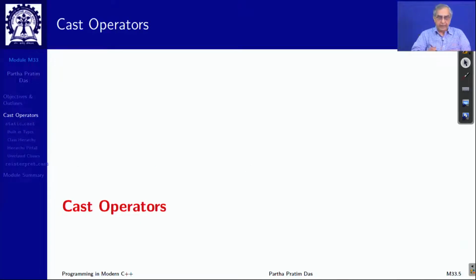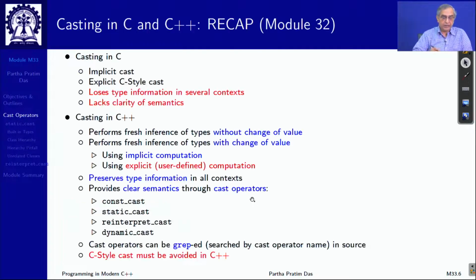Before we get into the meat of the discussion in this module, let us quickly recap what we have seen in the last module: what are the types of casting that C cast provides us, and why do we need separate specific casting operators for C++, particularly to have fresh inference of types without or with change of value. I will remind you again that C++ is a strongly typed language. Therefore, it is always necessary for the developer as well as the compiler to understand the type of every literal, every variable, every expression, and deal with their conversions and casting with a lot of care.